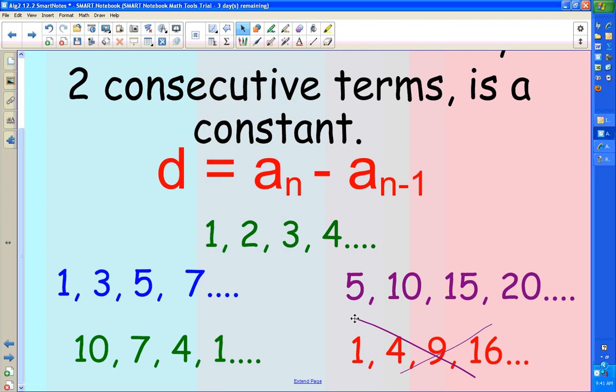What's the green one? Negative 3 is the common difference. Subtract 3, subtract 3, subtract 3. 1 minus 4 is negative 3. 4 minus 7 is negative 3. And 7 minus 10 is negative 3. Does that seem logical?